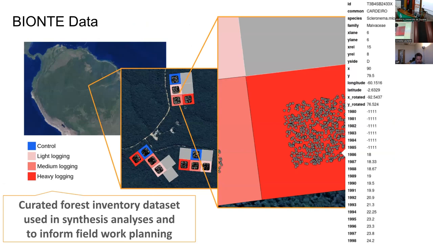So this is another representation of that logging experiment. So these are 4-hectare treatment blocks, control treatments where there was no logging, light logging in this light red, medium logging in this darker red, and heavy logging in the brightest red here. So you can see that there's a total of 12 hectares of plots, and these plots are measured annually for now more than 30 years.